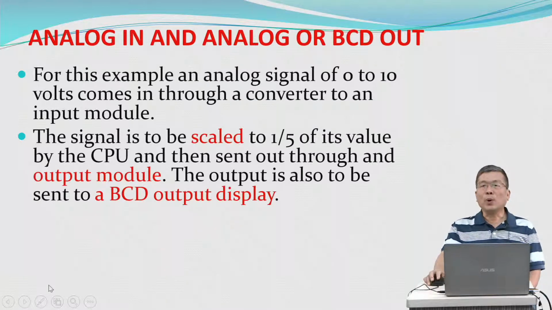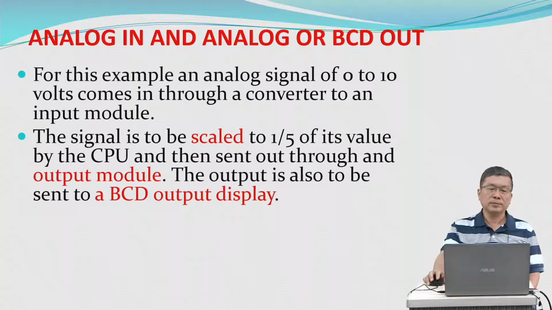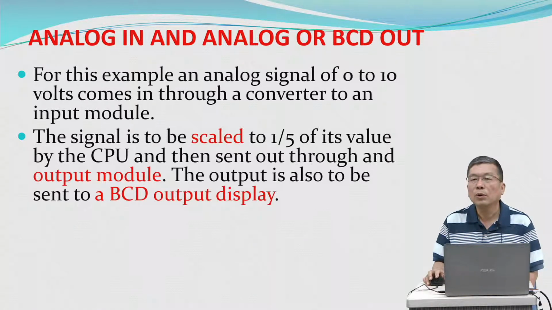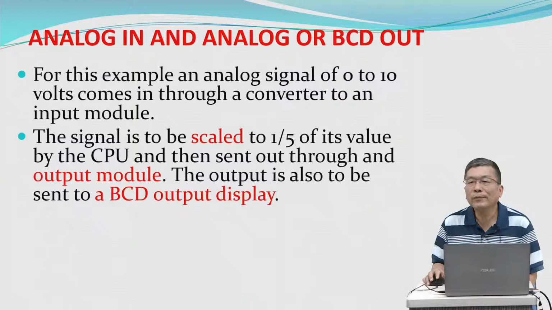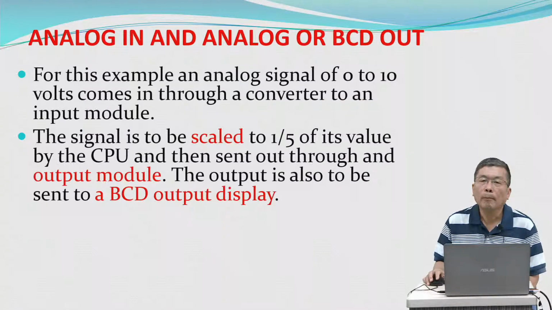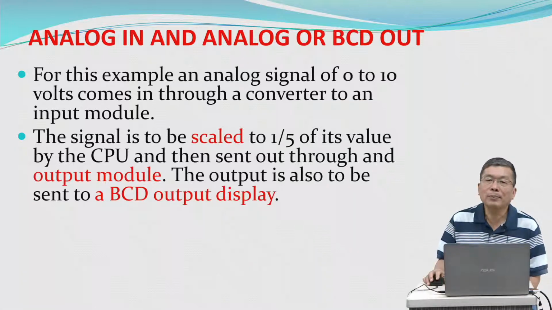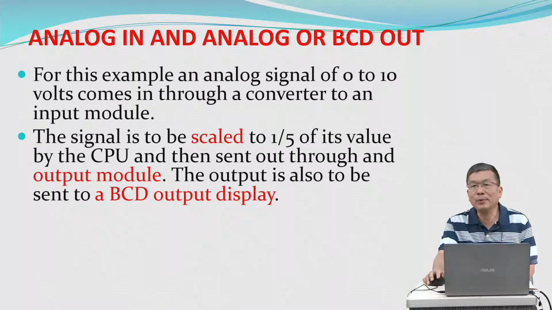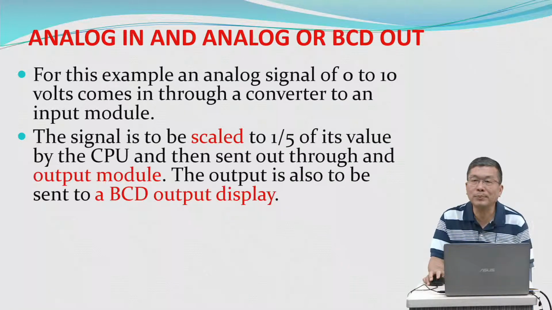For this example, an analog signal of 0 to 10 volt comes in through a converter to an input module. This signal is to be scaled to 1/5 of its value by the CPU and then sent out through an output module. The output is able to be sent to a BCD output display.